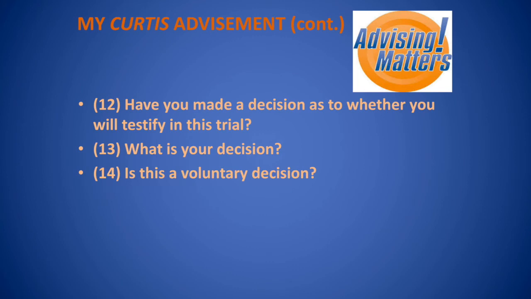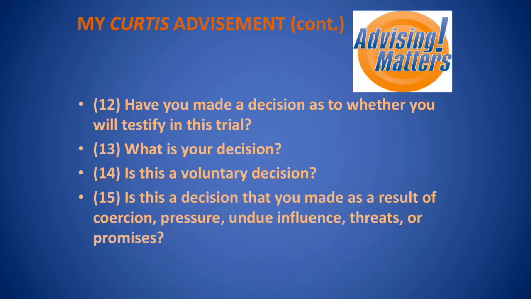I also request that the defendant confirm that this decision was not made as a result of coercion, pressure, undue influence, threats, or promises. When I have satisfied myself that the defendant's decision has been made knowingly, intelligently, and voluntarily, I make a finding to that effect. This finding is very important and should be made after the advisement in every case.